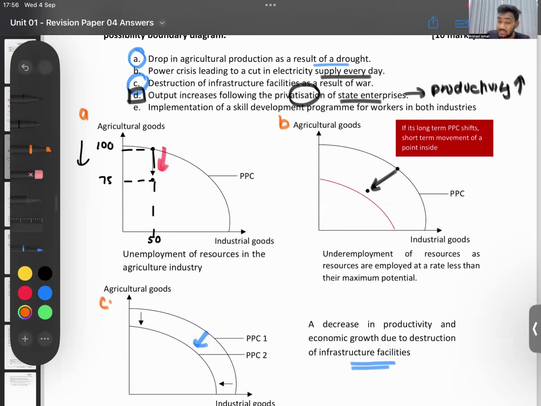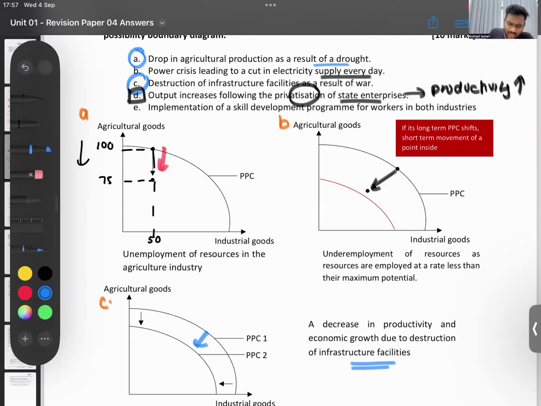Then the last one is saying implementation of a skill development program for workers. What happens? Unemployment increases in parallel. Good argument, but let's say we'll not go to that level. But yes, very good argument. If you privatize along with productivity increasing, there can be a fall in unemployment. We'll leave it at that because otherwise it gets more complex.